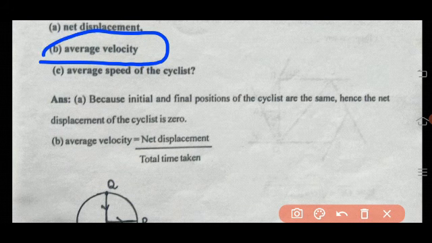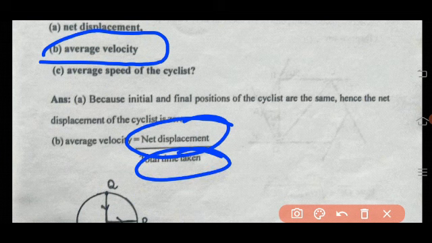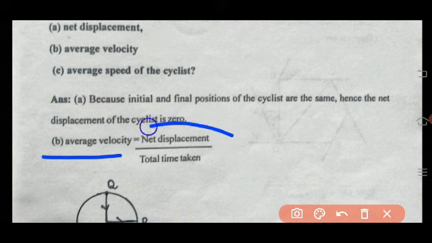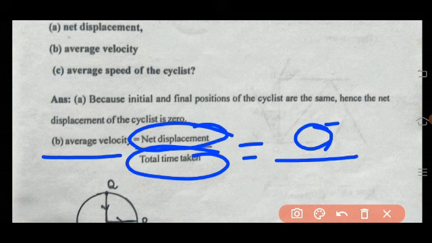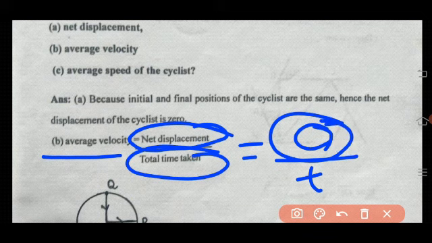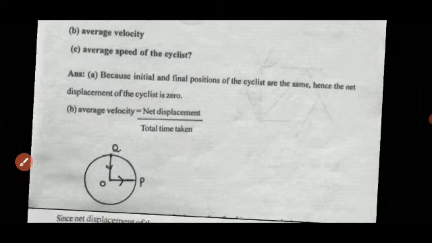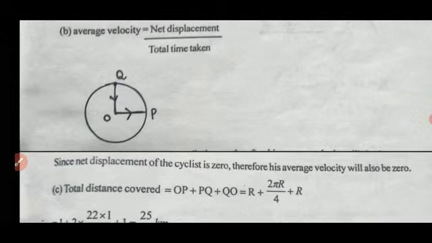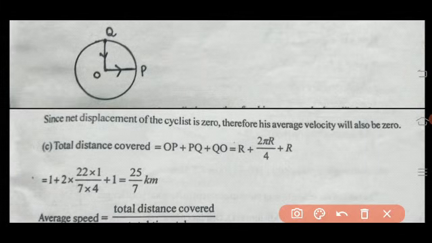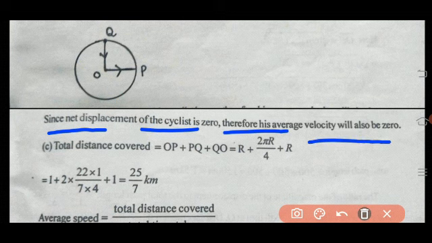Next one, we need to find average velocity. So what is average velocity? That is net displacement by total time taken. So average velocity equal to net displacement by total time taken. It is clear once again that the net displacement is 0, but there will be a time interval, but since the net displacement is 0, the average velocity is also 0. Okay, so what is the answer for the question number B? Once again it is 0. So see here, since the net displacement of the cyclist is 0, therefore its average velocity will also be 0.